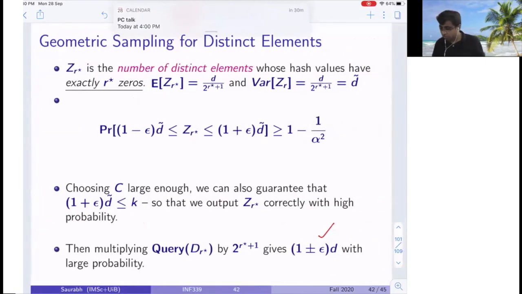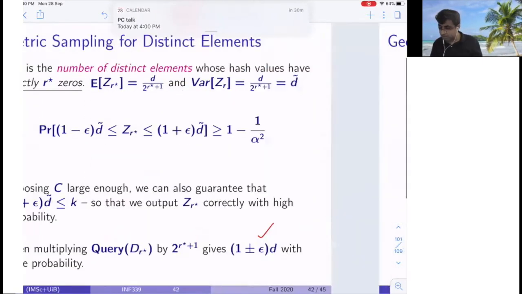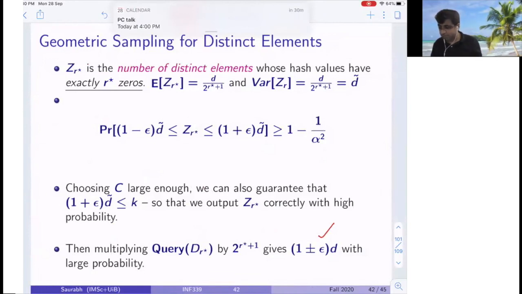And so what R star will we choose? R star should be just a function of epsilon square or something. We'll come to that later. So this is an overall idea of how the geometric sampling works.